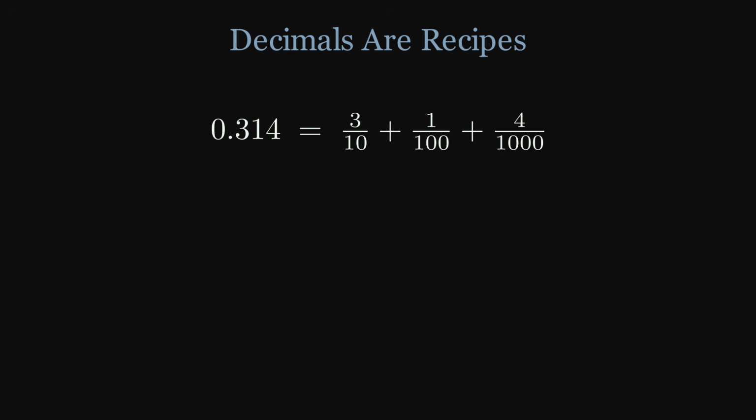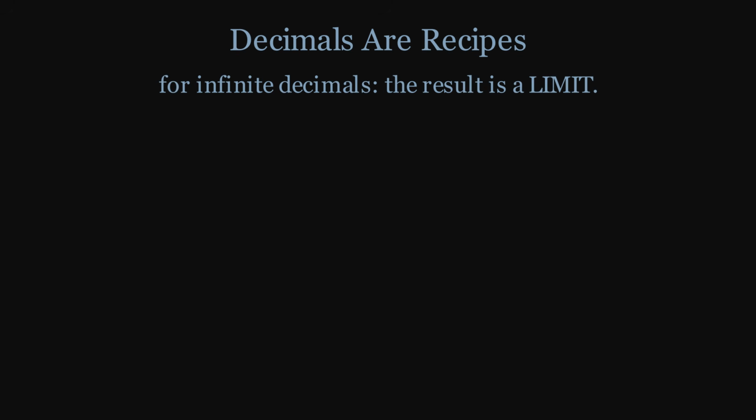0.314 is exactly 3/10 plus 1/100th plus 4/1,000ths, which is exactly 314 over 1,000. For an infinite decimal, the recipe is infinite, and here is where the subtlety lives. An infinite decimal is the limit of a sequence of finite decimals. Each finite decimal in the sequence is a specific number. The infinite decimal is whatever the sequence approaches.